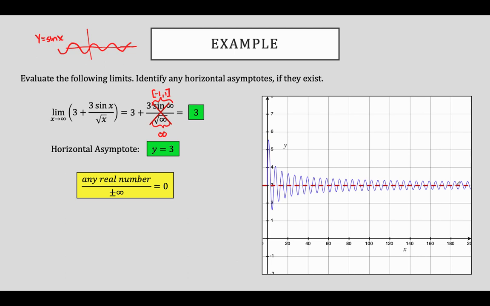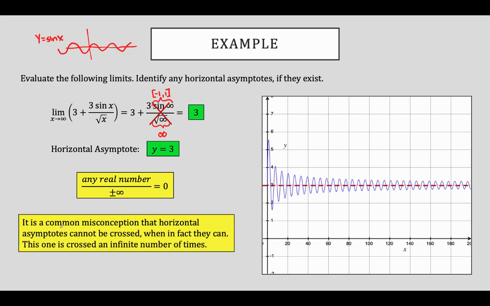Now, this one's not as obvious, and it is a common misconception that horizontal asymptotes cannot be crossed, when in fact they can. This horizontal asymptote is crossed an infinite number of times. Well, why is it still a horizontal asymptote? Our definition of a horizontal asymptote says if we evaluate a limit at positive or negative infinity and get out a real number, then we have a horizontal asymptote at y equals that value. And yes, the y values are getting closer and closer to 3 as x goes to infinity in this case.